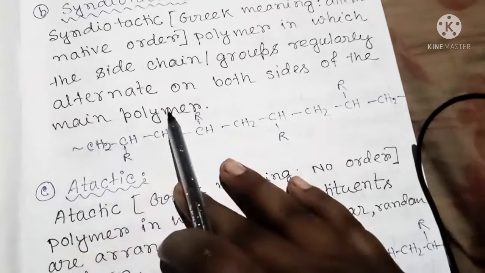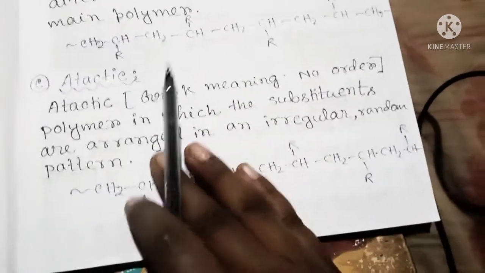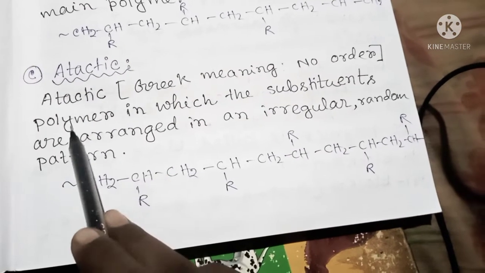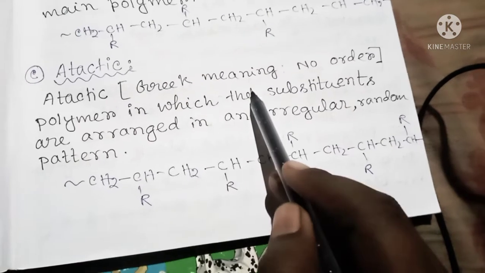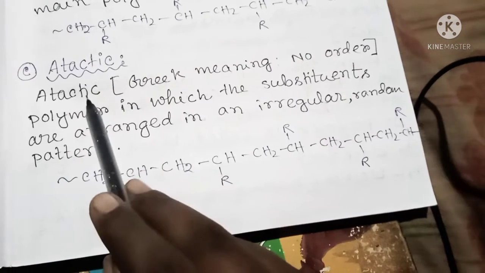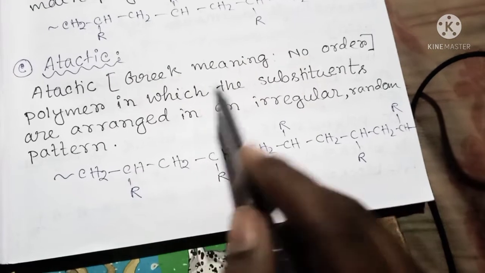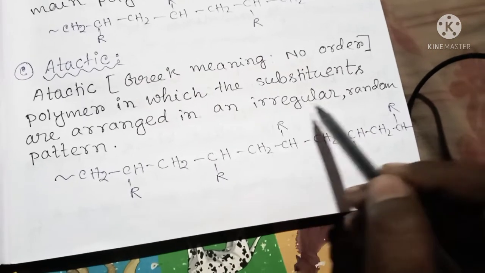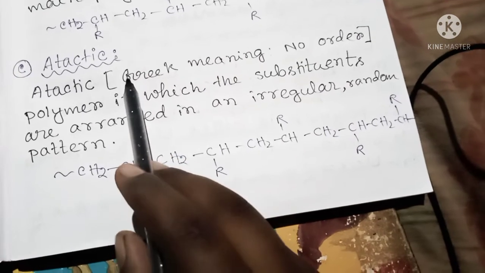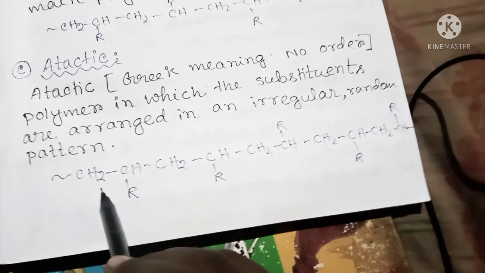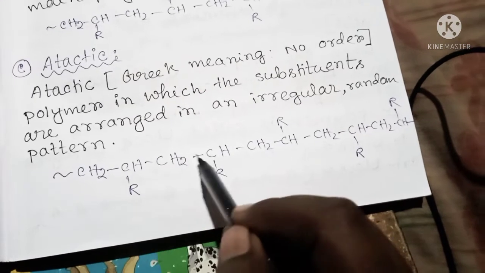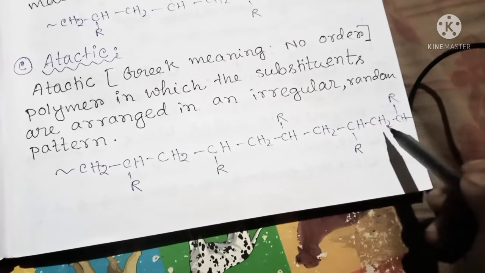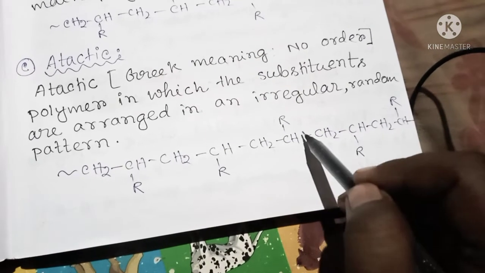Next is atactic polymer. The Greek meaning of atactic is no order. So a polymer in which the substituents are arranged in an irregular random pattern is known as atactic polymer. Example: CH2 CHR, CH2 CHR, CH2 CHR, CH2 CHR, CH2 CHR. They are in irregular and random pattern and they are known as atactic polymer.